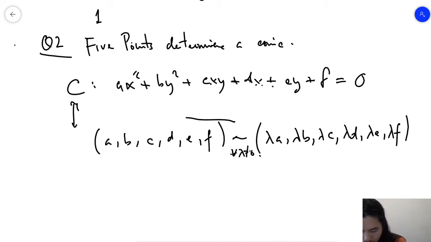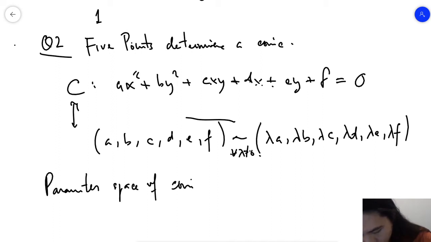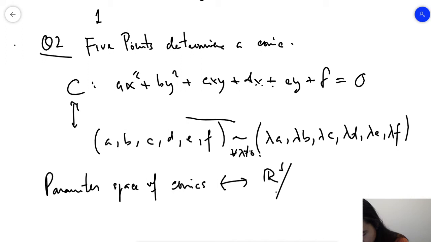So in other words, what is the parameter space of conics? The parameter space of conics is just R6 modulo this equivalence relation. Or in other words, this is the 5 projective space.